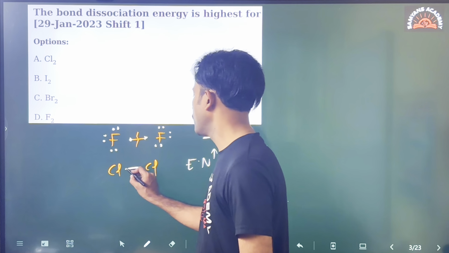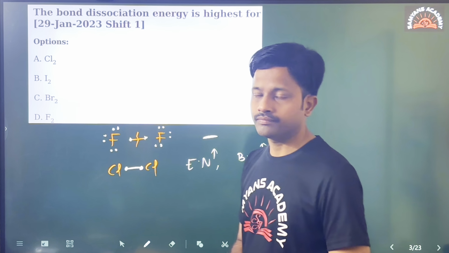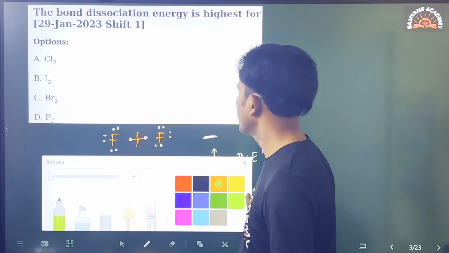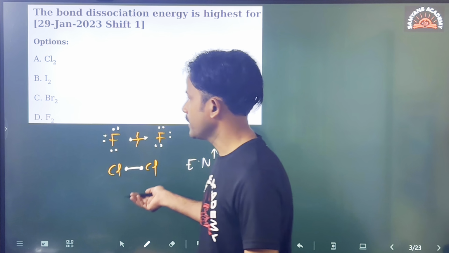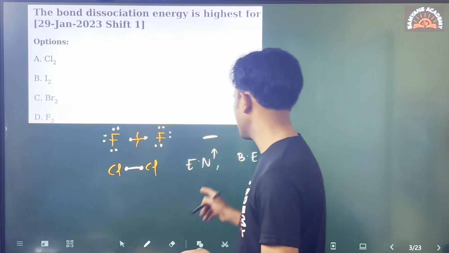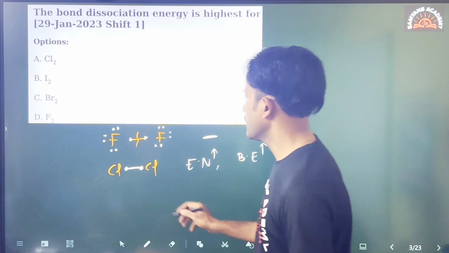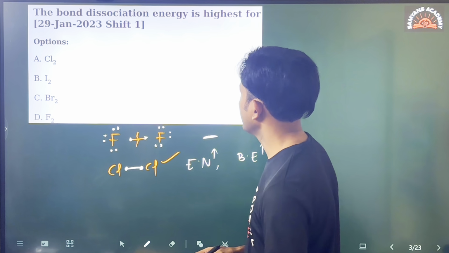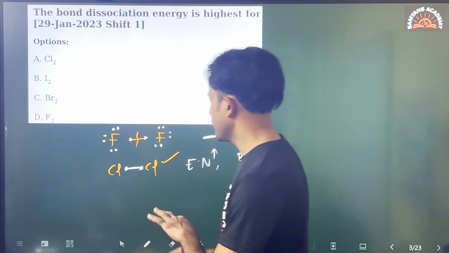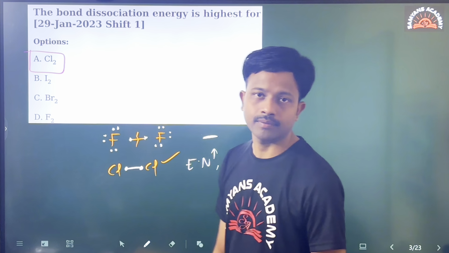Next, chlorine has more bond dissociation energy. The next electronegative element is chlorine, so chlorine has more bond energy compared to the remaining molecules. As you move down the group from bromine to iodine, the electronegativity values decrease, and the bond energy value also decreases. So chlorine has more bond dissociation energy compared to all other molecules. The answer is Cl2. Is it clear, everyone?